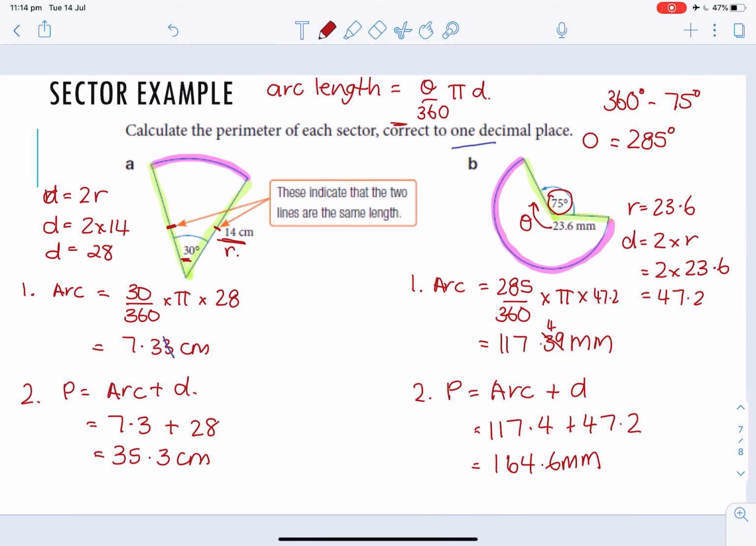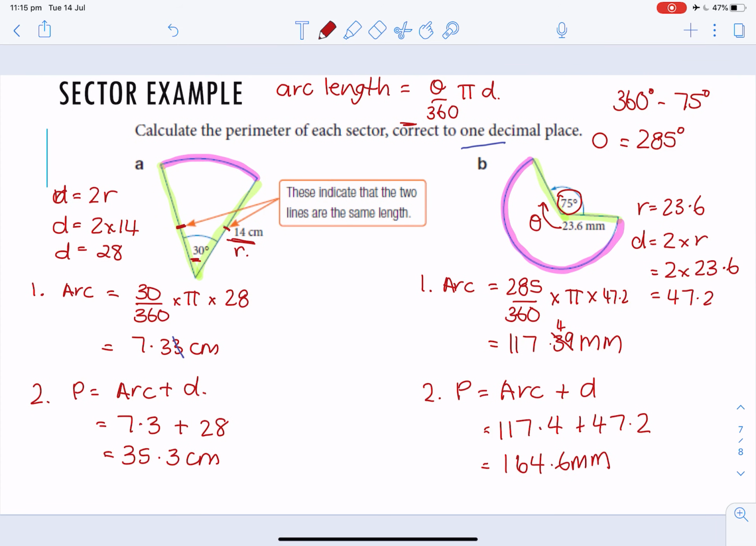All right, that is the end of perimeter. Stay tuned for area.